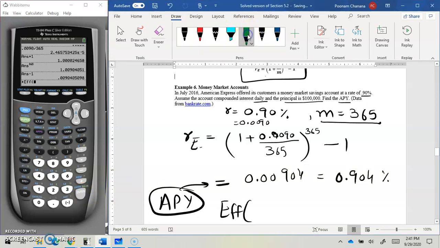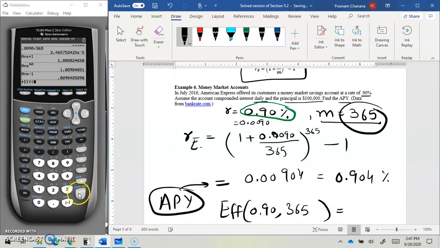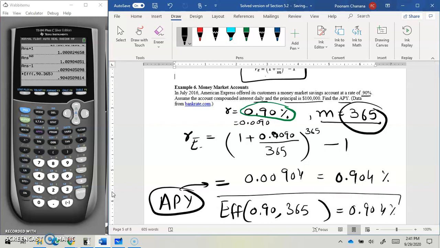The first number is the given rate. If you're using the calculator, you have to give the calculator the rate in percentage format. So here it will be 0.90, and the next argument is the compounding periods, 365. So here you write 0.90, comma, 365, parenthesis closed, enter. That gives you the same number. So you can always use the calculator to calculate APY or effective rate.